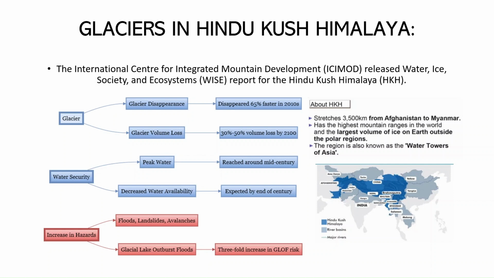And this unsettling trend is deeply linked to global warming and its consequences. The report predicts that if the global warming reaches 1.5 degrees Celsius to 2 degrees Celsius by 2100, these glaciers could lose 30% to 50% of their volume compared to the 2015 level. And the impact on water security is also concerning.